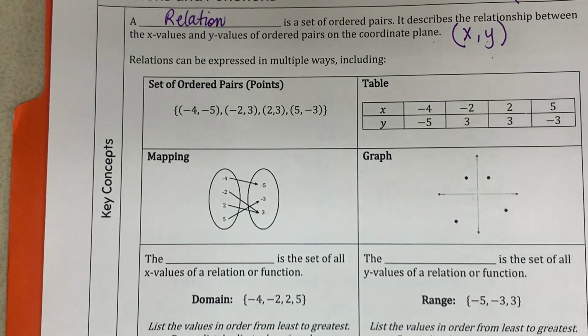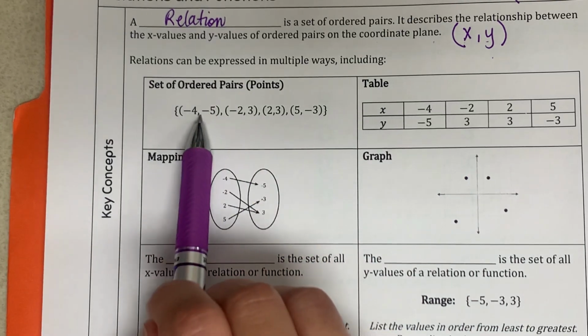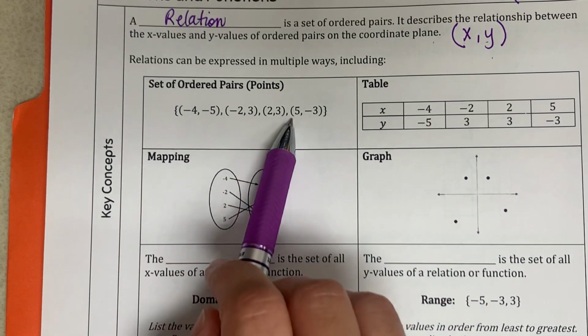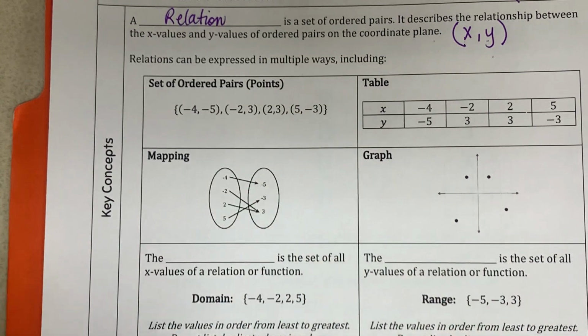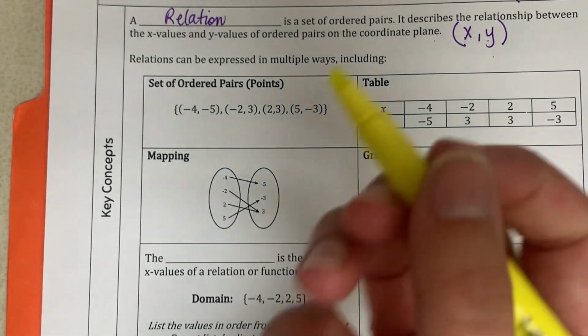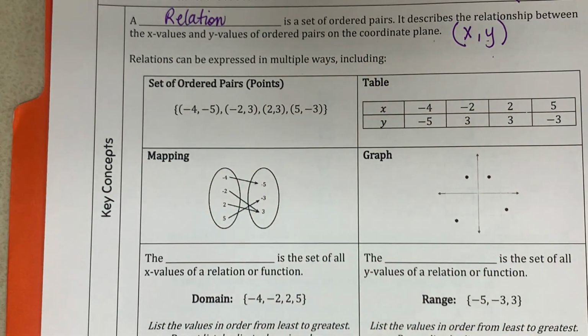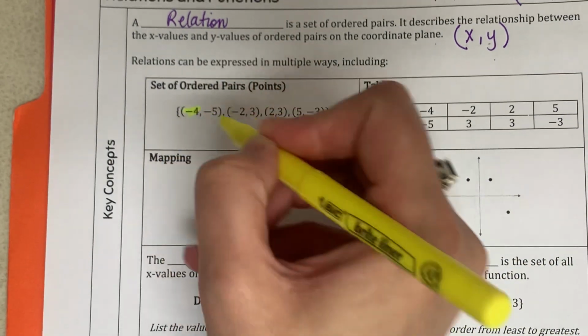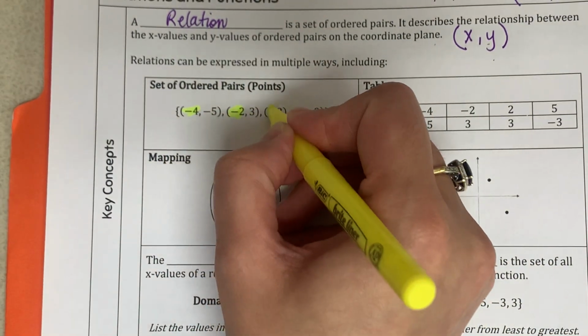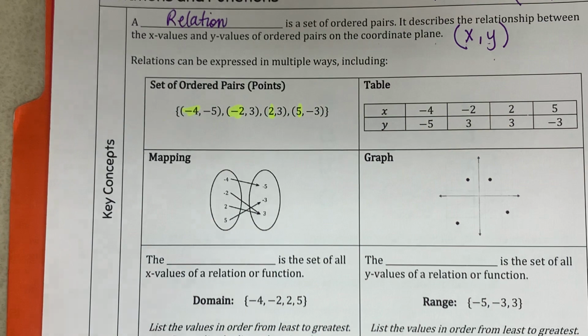It is extremely easy to identify whether a set of ordered pairs is a function or not a function. All we have to do is look for the x values, and we should know that x values should not repeat. So let's check our x values and see if they're repeating or not. -4, -2, 2, and 5. None of the values were repeating. This is a function.